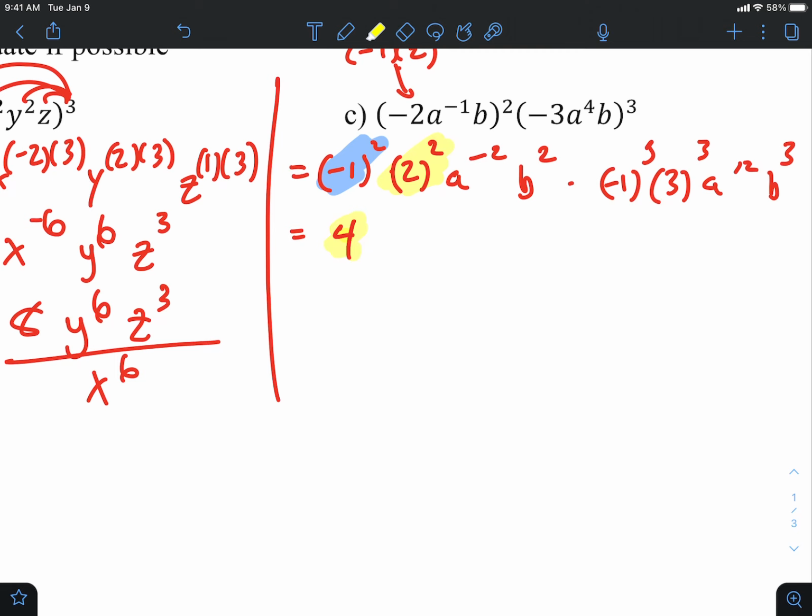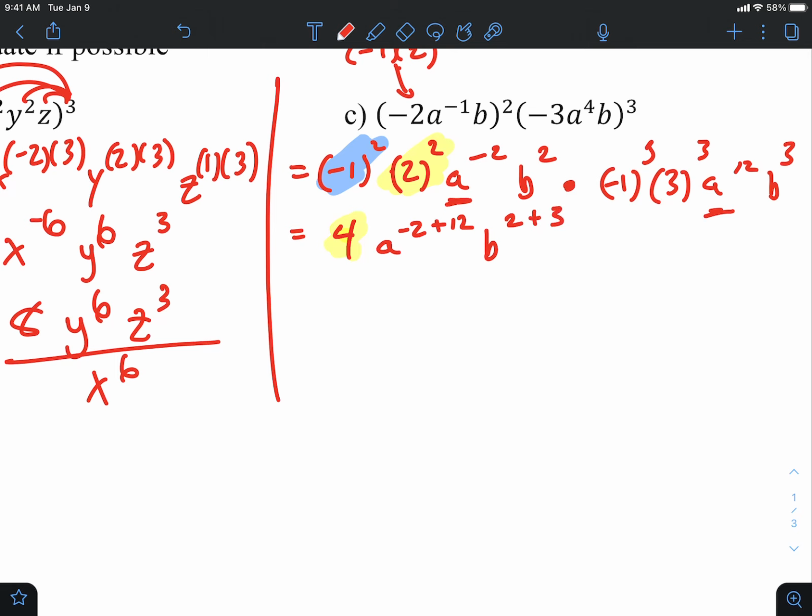I see the a come up, so I'm going to go a. I'm multiplying things of the same base like in the first question, so I'm going to go a to the -2. If I'm multiplying with the same base, I add the exponents: -2 plus 12 from the a^12 over there. Then I'll deal with the b. That's b to the power of 2 plus 3.